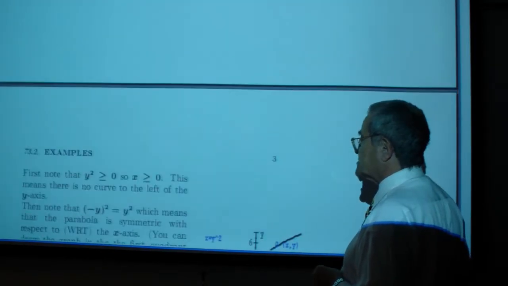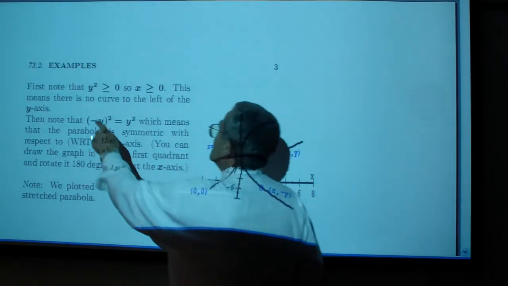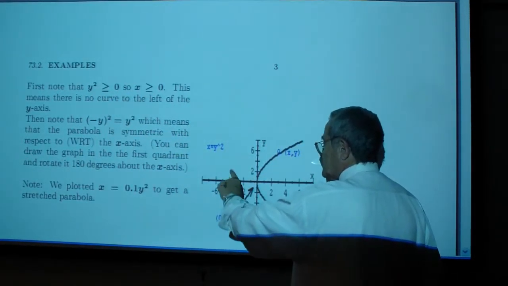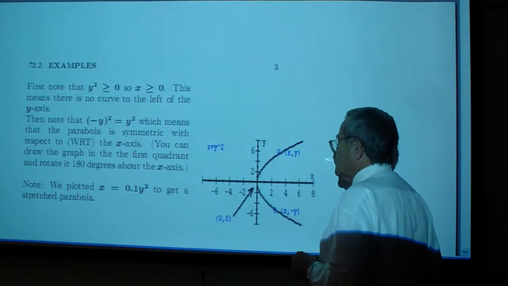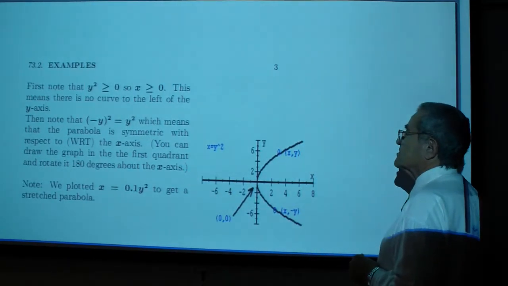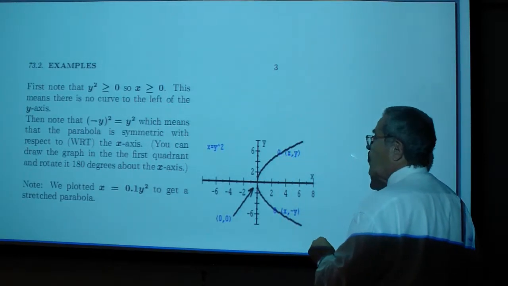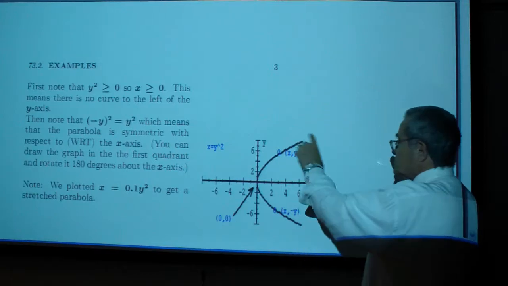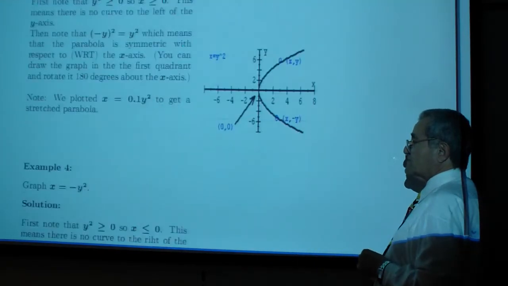Example 3. X is equal to y squared. Y squared is never negative, so x cannot be negative. No curve to the left of the y-axis. You have plus or minus y because you have y squared. Symmetry about the x-axis, your parabola opens like that.